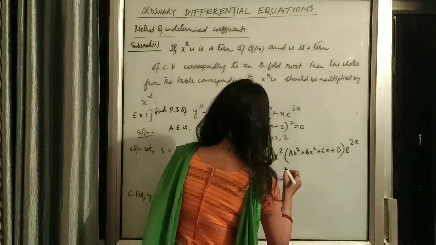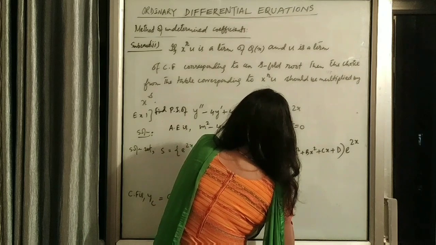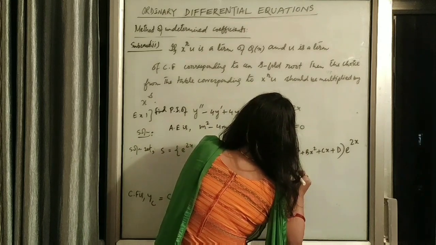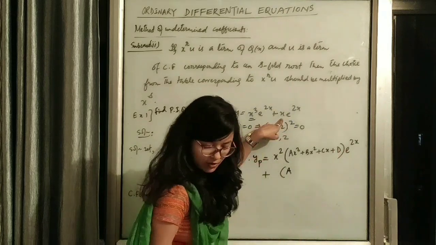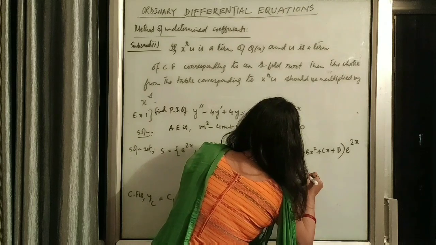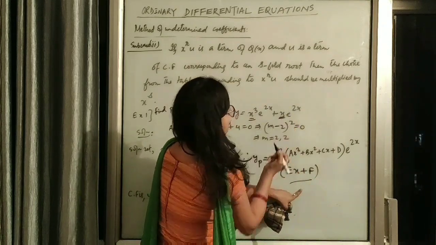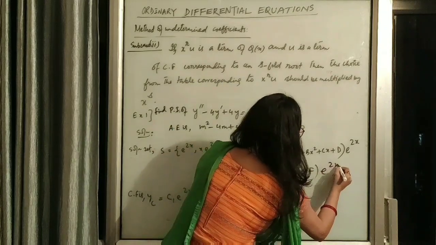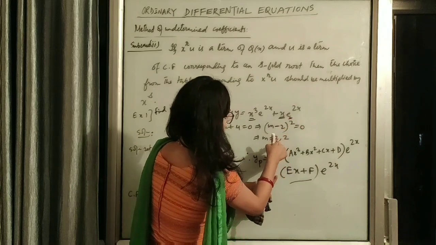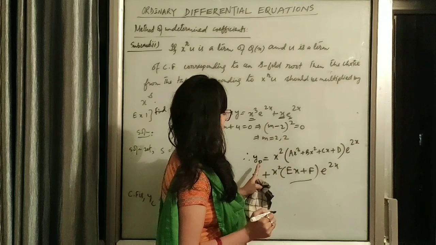Next, for x, the polynomial up to d we have already considered. So, next constants we can bring are e and f. Ex plus f, this part is coming for the x. e^(2x) as it is. As e^(2x) corresponds to the double root, x square will come. So, in this case we have to select the yp in this form.